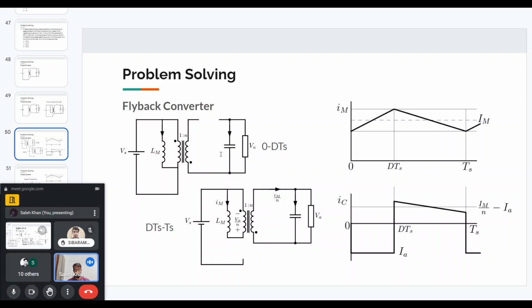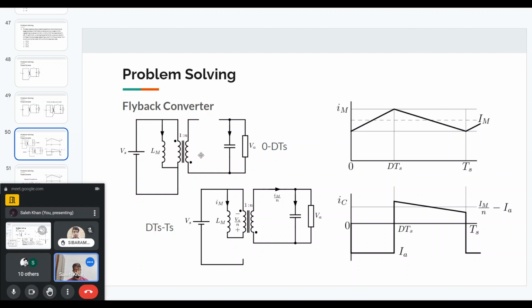But as you can see, the flyback converter is designed in such a way that in the DTs interval, the output side is disconnected. So there is no current in the secondary. Current is flowing through the primary, but there is no current in the secondary, so the transformer is basically storing energy. That is why it is not strictly a transformer. It is more like a coupled inductor.